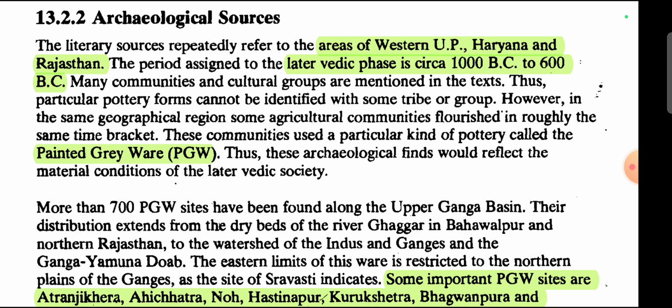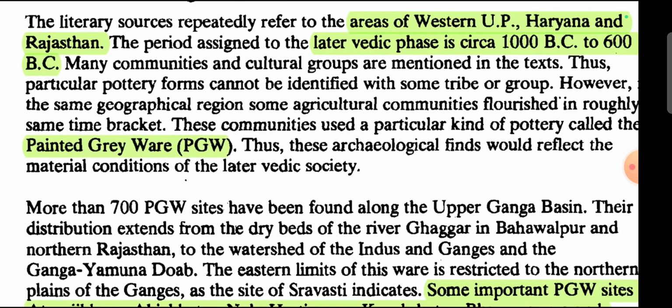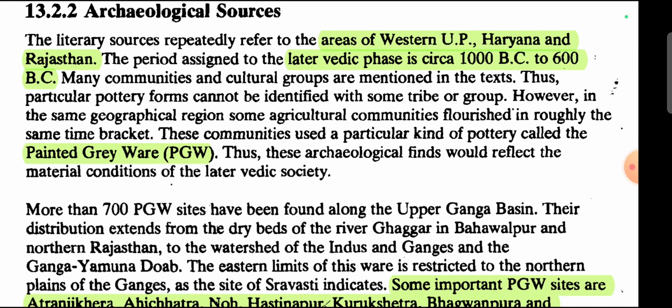Archaeological sources. The literary sources repeatedly refer to the areas of western UP, Haryana and Rajasthan. The period assigned to the later Vedic phase is circa 1000 BC से 600 BC. Many communities and cultural groups are mentioned in the texts. Thus, particular pottery forms cannot be identified with some tribe or group.